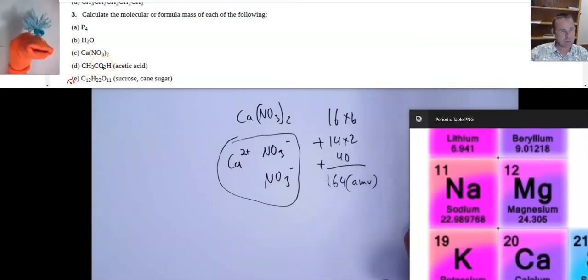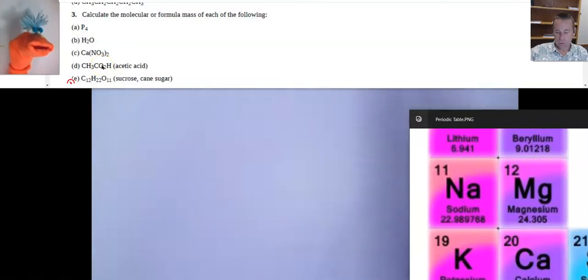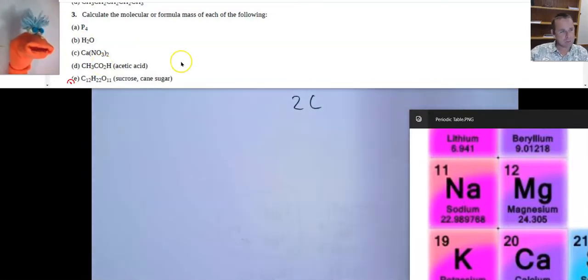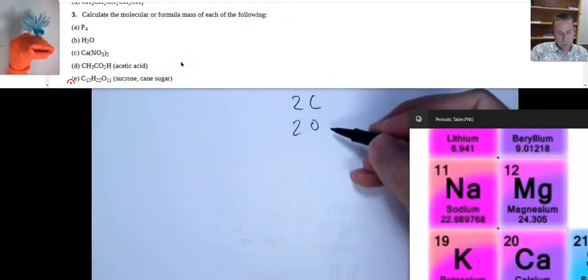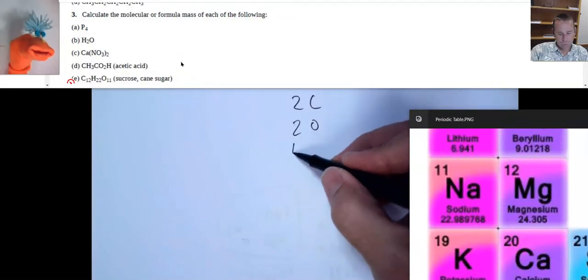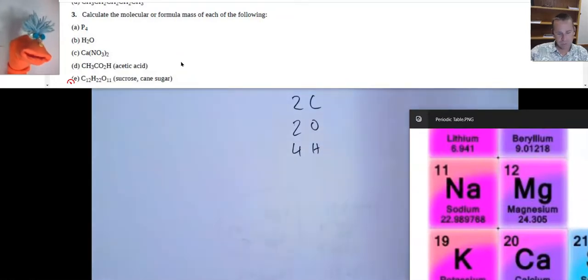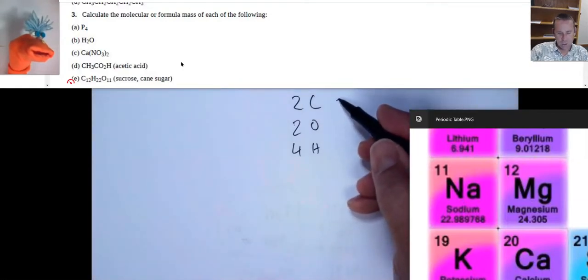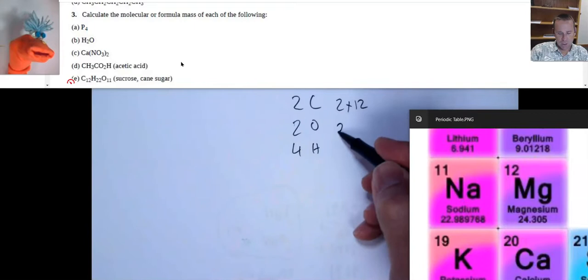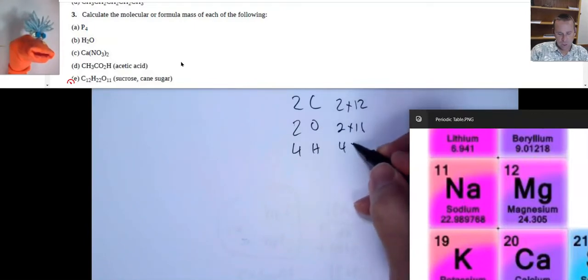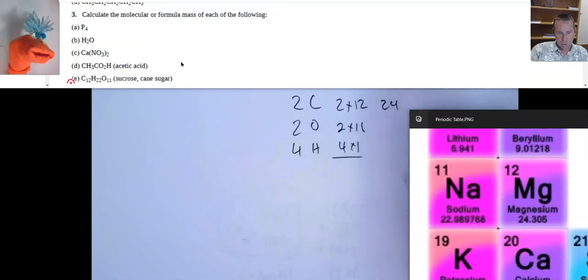Yep, how many carbons? 2. Looks like 2 carbons. How many oxygens? 2 oxygens. How many hydrogens? 6. Just 4, right? Oh, 4. 4 hydrogens. Is that everything? I think that's everything. Okay, so that's 2 times 12. I remember that. 2 times 16. That's for the mass of oxygen. And 4 times 1. So 24, 22, and 4.